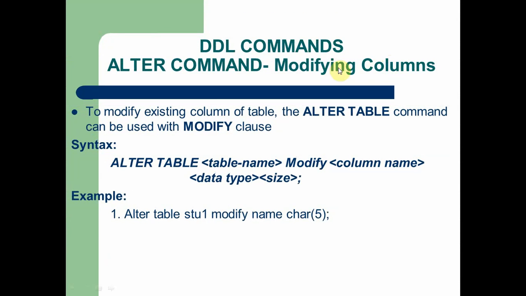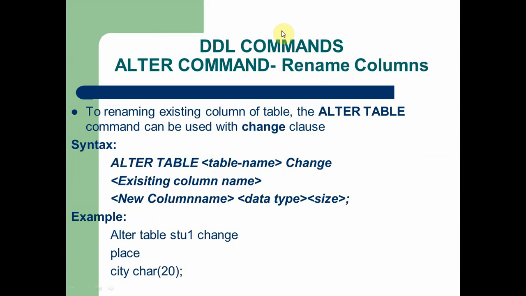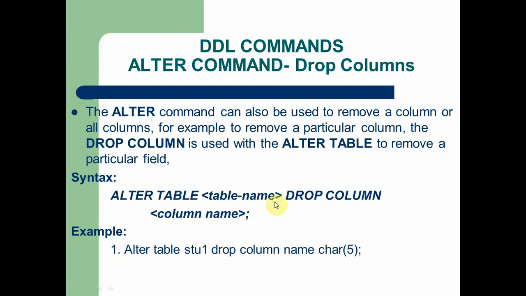Already we discussed modifying columns. Here we are not going to change the name of the column. We simply change the column data type and column size. Now in this command, renaming column, we are using a keyword called change to change the name of the column from the existing name to a new name with a new data type as well as new size.